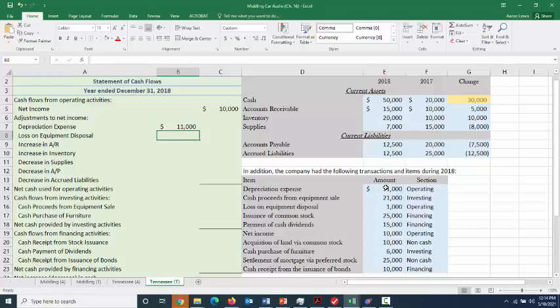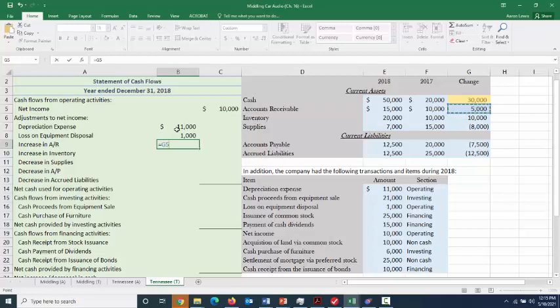We had a loss on the disposal of equipment, and the loss on the disposal of our equipment decreased our net income, but it did not decrease our cash flow, which means to adjust our net income to the actual change it caused in cash, we need to add that back in. Then we can move on to the changes in our current asset and current liability accounts. We have an increase in accounts receivable. Accounts receivable went up by $5,000 during the period.